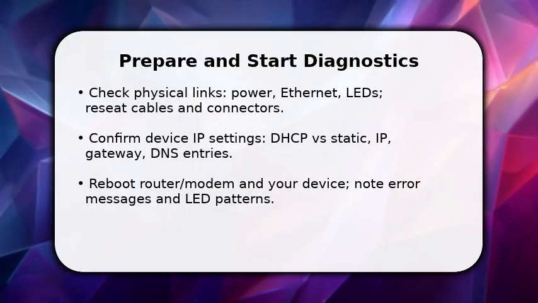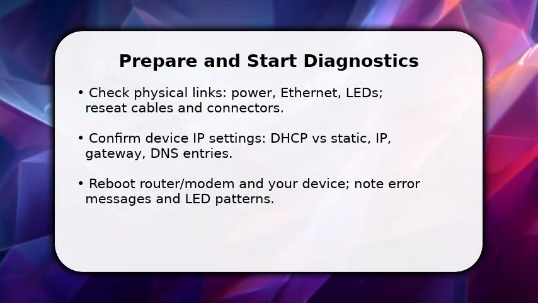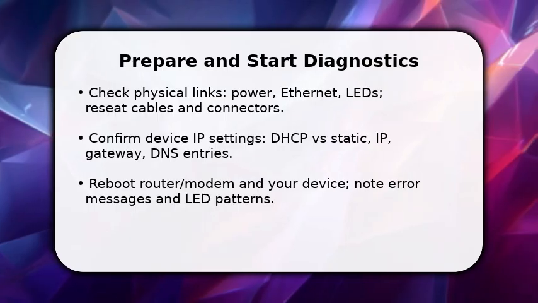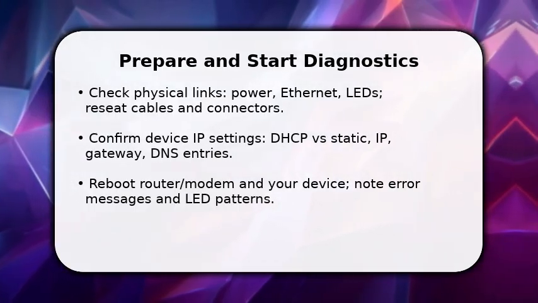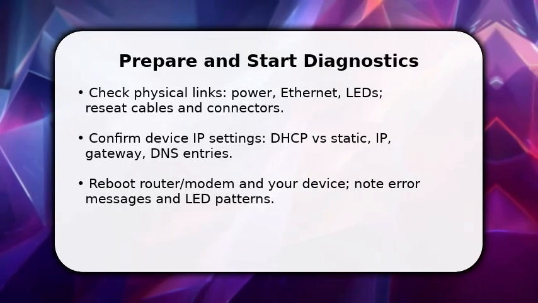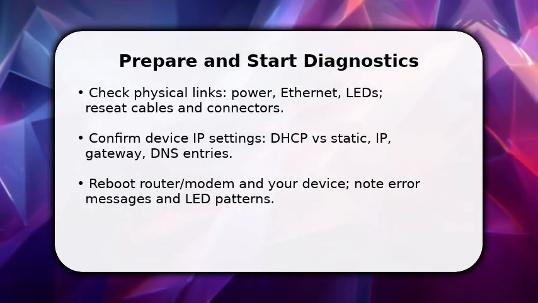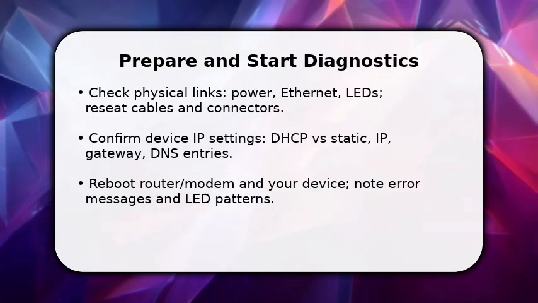You start by confirming essentials so troubleshooting is targeted: power and Ethernet LEDs, cable seating, and whether your device uses DHCP or a static IP. Run a quick IP check to see your address, gateway, and DNS. This tells you if the device got network info.